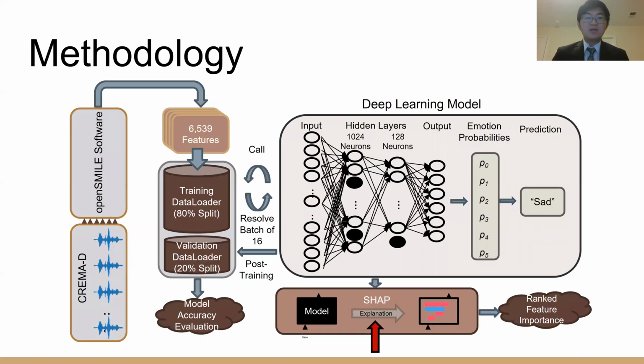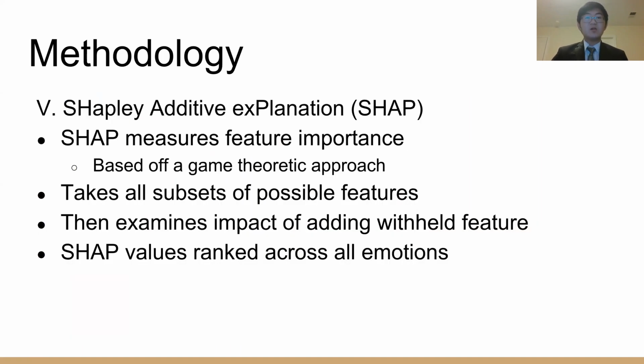And finally came the model accuracy evaluation and the actual feature rank. By using something called Shapley additive explanations, or SHAP, SHAP could essentially measure which features were the most important.